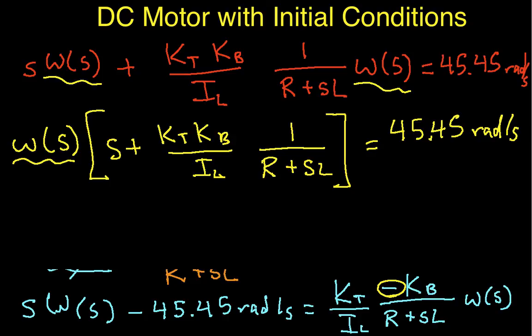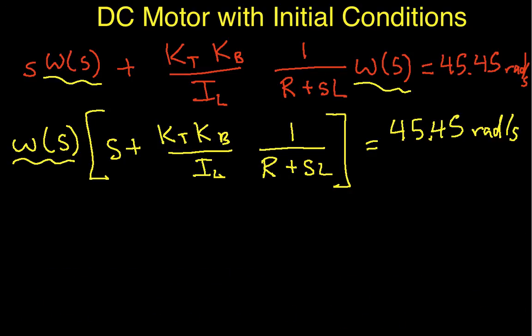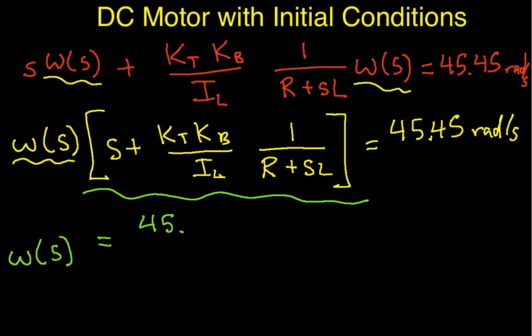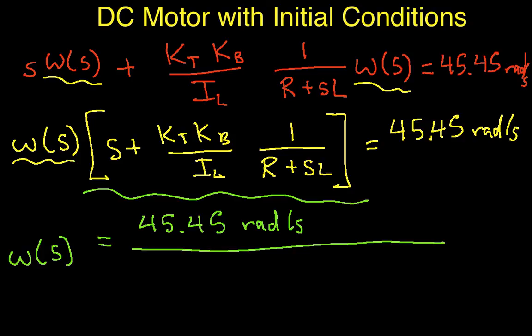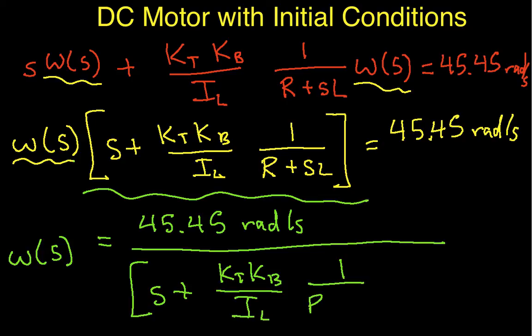And now to get omega of s, recall I want this omega of s by itself, so what I'm going to do is divide. Well, first I'm going to make some space to do this in. Okay, now I'm going to divide both sides of the equation by this big ugly thing, and that will give me the equation in terms of just omega of s. So I do that, I get omega of s is equal to 45.45 radians per second divided by this big ugly thing, which is s plus kt kb over Il times 1 over r plus sl.